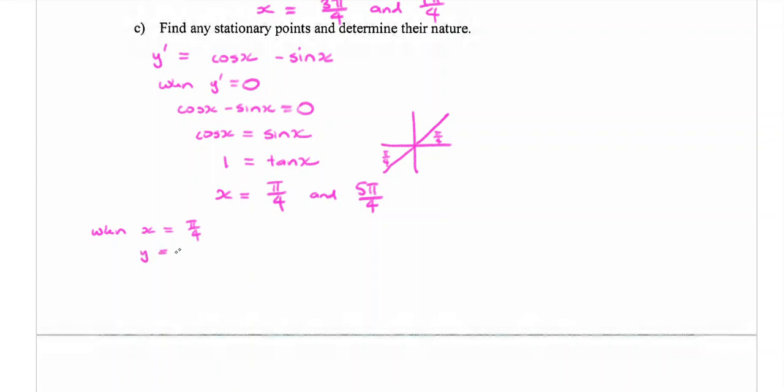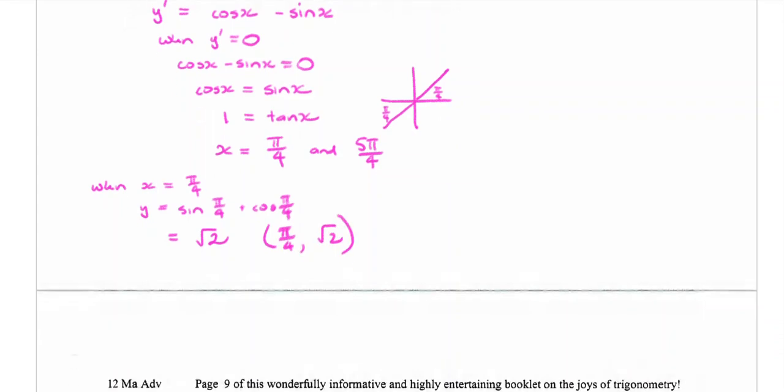So y would equal, the original equation was sine x plus cos x. In radians, you can just type that in. And I think you should get root 2. Did you guys get that? All right, so my first point is pi over 4, root 2. Do it again for when x is equal to 5 pi over 4. y equals sine of 5 pi over 4, and it's not actually the same. What do you get this time?